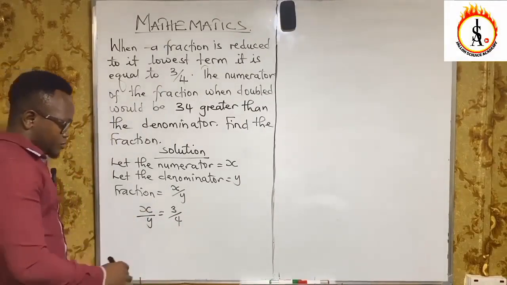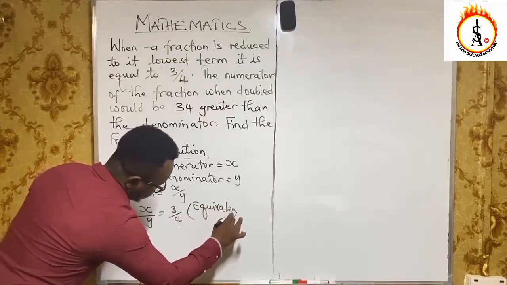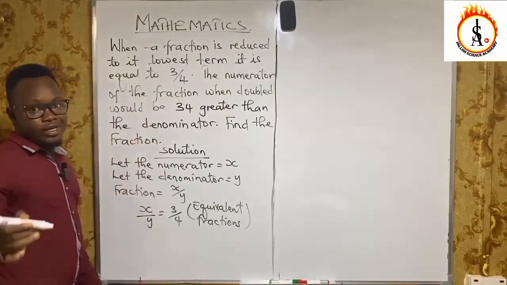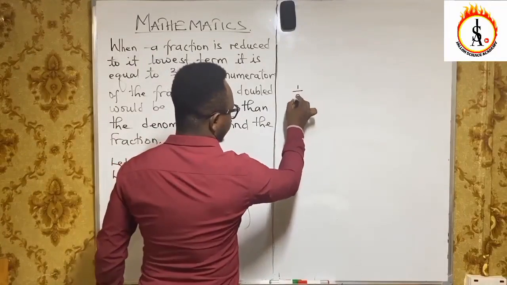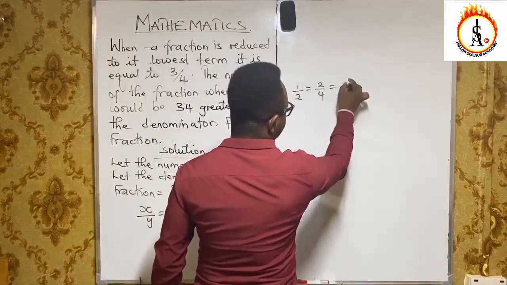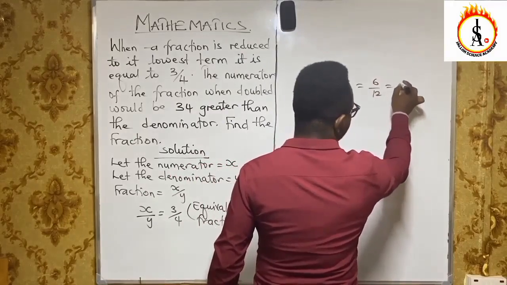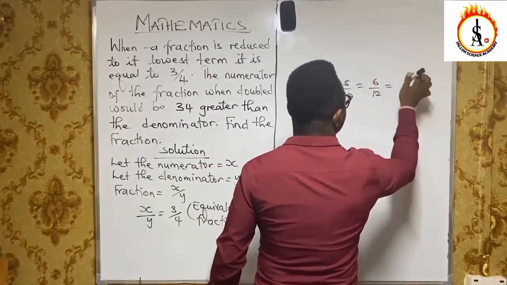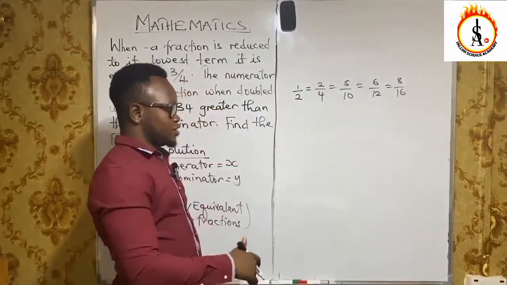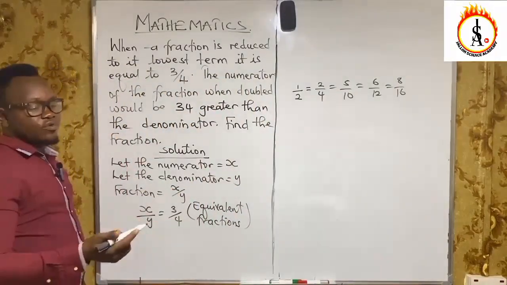Why are we saying x upon y is equal to 3 upon 4? It is because they are equivalent fractions. For example, 1 upon 2 is the same as 2 upon 4, is the same as 5 upon 10, is the same as 6 upon 12, is the same as 8 upon 16. When you simplify each of these, you will get 1 upon 2. So we can therefore say these fractions are equal because they are equivalent fractions.